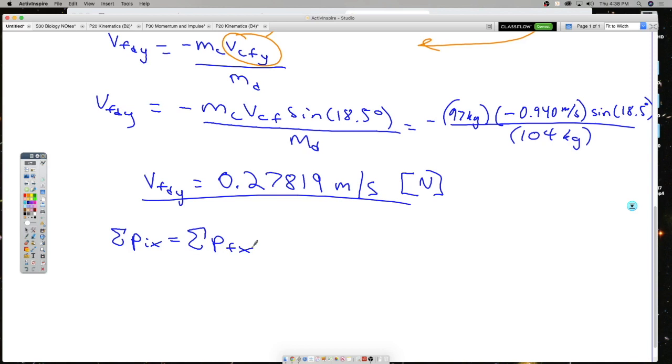Are there going to be a lot of variables? Yes. But is it going to be any different than any other problem you've done where there's a whole bunch of stuff you know and one thing you don't? Nope, it's always going to be that.